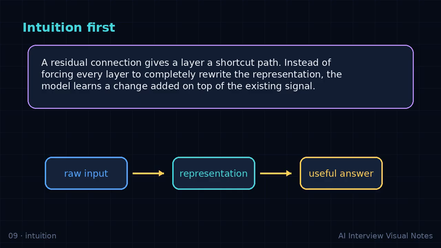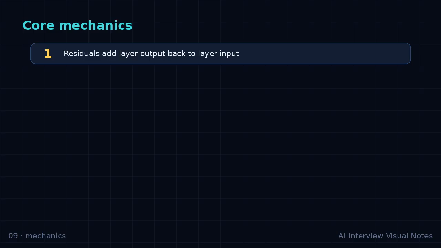Core mechanics. Residuals add layer output back to layer input. They improve gradient flow through deep networks. Layers can learn refinements instead of full transformations. They make very deep transformer stacks easier to train. They are usually paired with normalization. The compact mental model is output equals x plus sublayer of x.